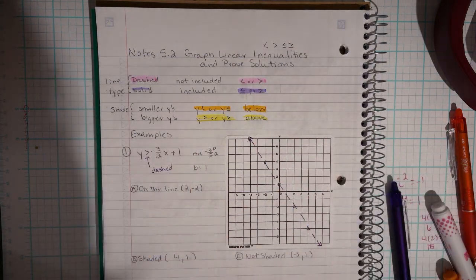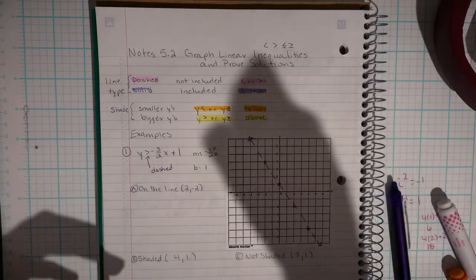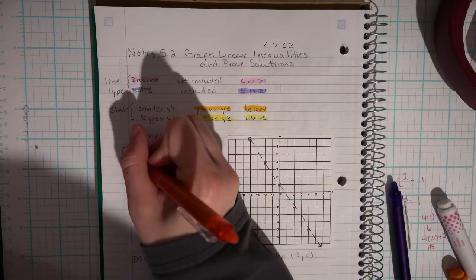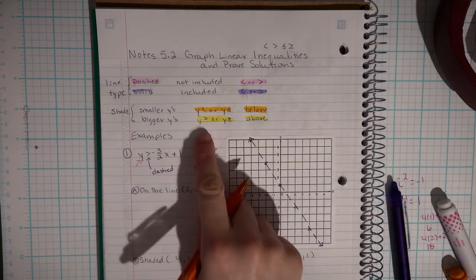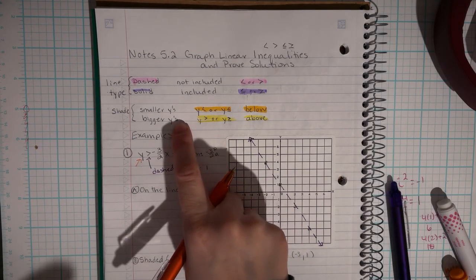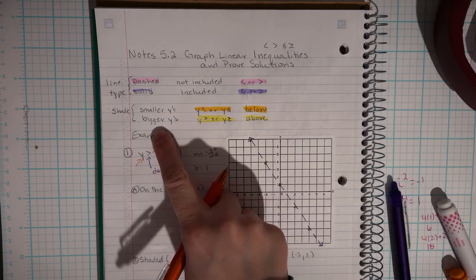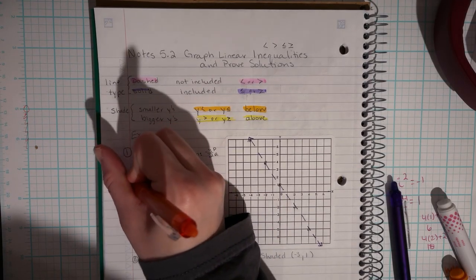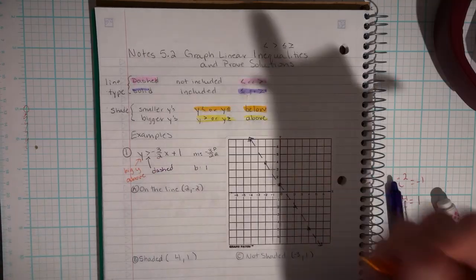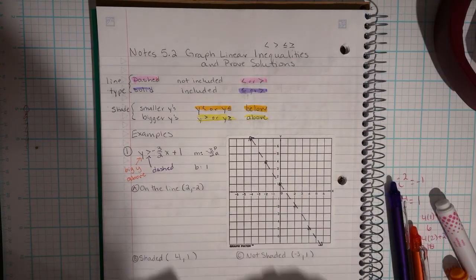The second thing we gotta do is we gotta shade. And what we do for this one is we look at the y value. All right, so my y, we have to determine if we got a bigger or smaller y. And in this case, we have a bigger y, right? So it's a big y. So that means we go above. All right, so from this line, we're gonna shade above.